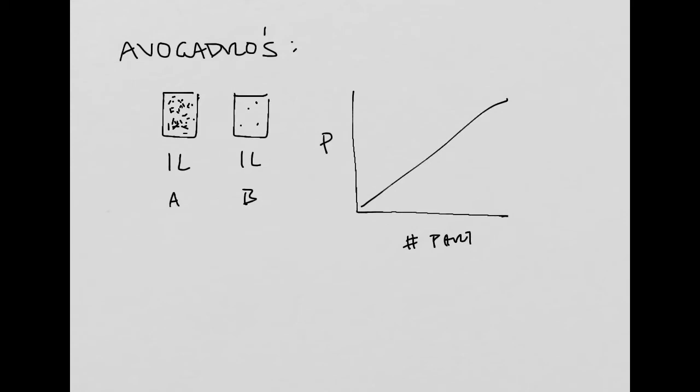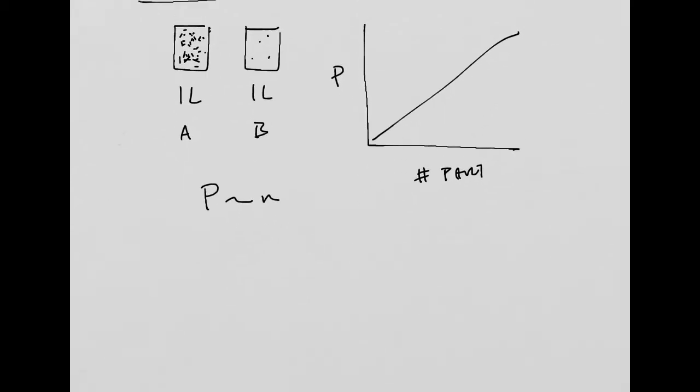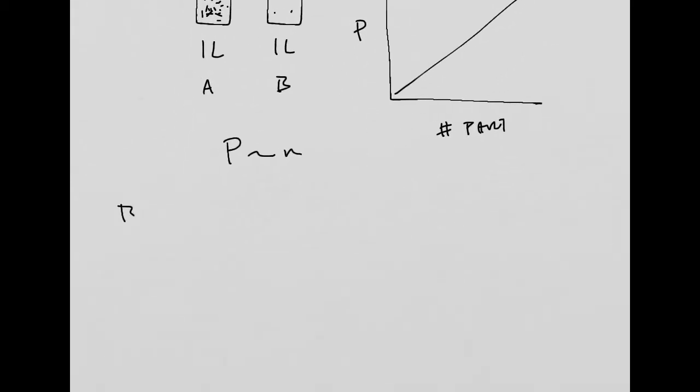So what does that mean? It means, in the same way that we said that the volume was directly proportional to the number of particles, now we can say that pressure is also directly proportional to the number of particles, or P is directly proportional to n, which is the number of moles of gas. So let's take that home. Then let's address Boyle's law once again.